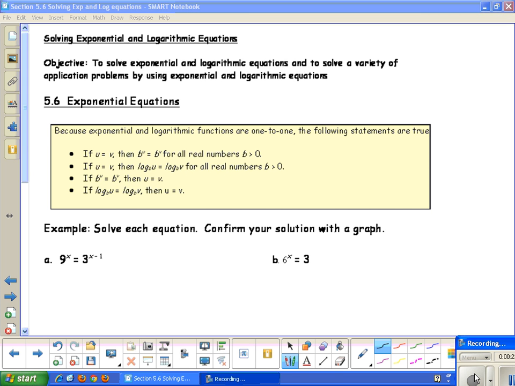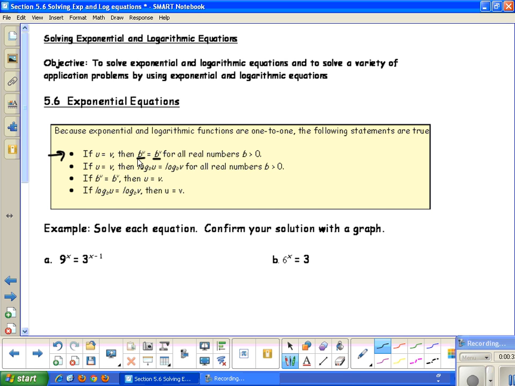If u equals v, then with the same base, such as in this first one, b to the u equals b to the v. That's going to be true if u equals v for the exponent. So when you have the same base and you're solving for an exponent, you can just set the exponents equal to each other to solve.